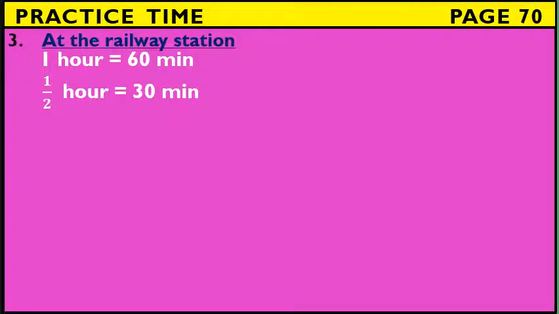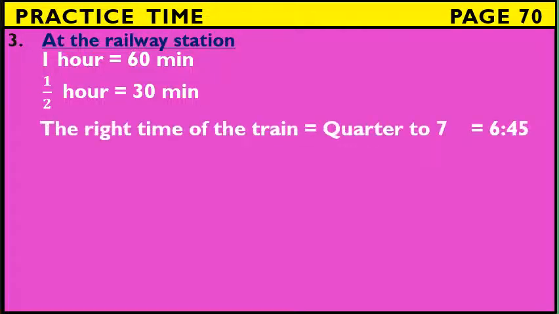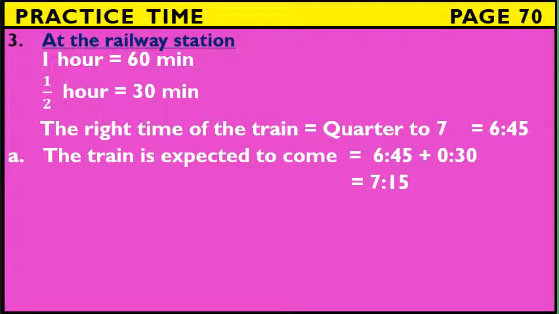Third one, at the railway station. There was an announcement at the railway station that the Mangalore Express, coming from Mangalore and going to Thiruvananthapuram, is now running late by half an hour. Actually, the right time of the train was 6:45. The question is A. At what time is the train expected to come today?